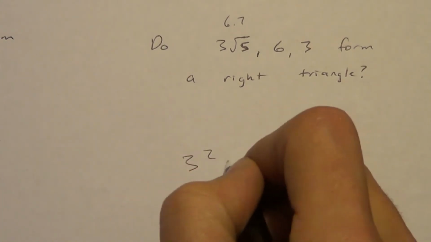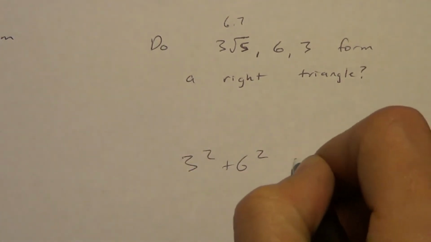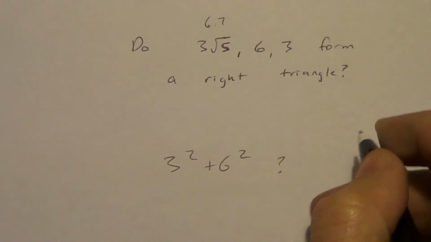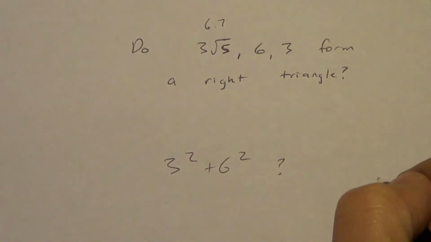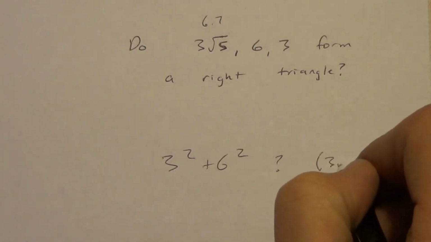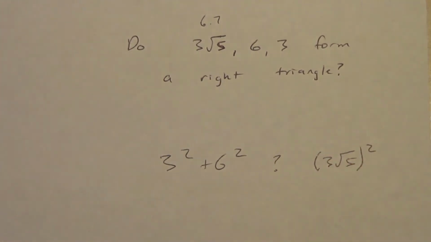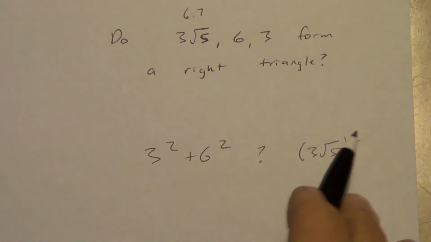A squared plus B squared, big old question mark. I'm not really sure if they're equal. And then C squared. I'm not using the 6.7. We're going to use 3 root 5. And remember, we learned how to do this back in lesson 1. We put it in parentheses, and we do our squaring.